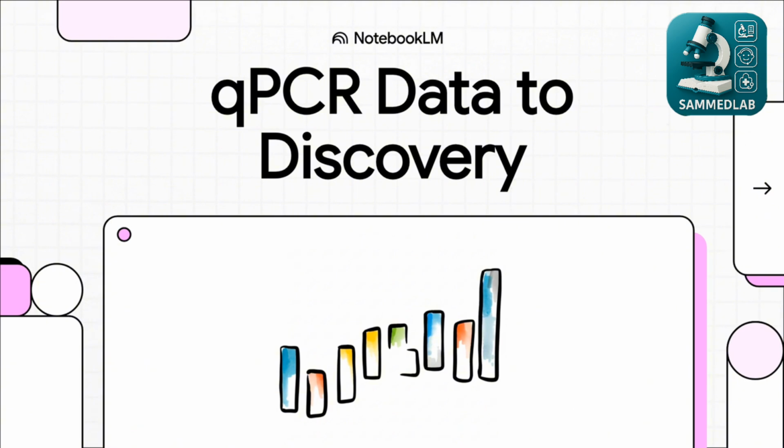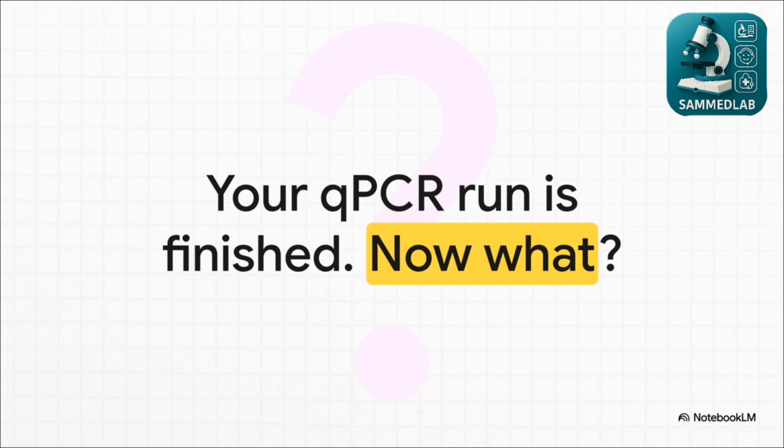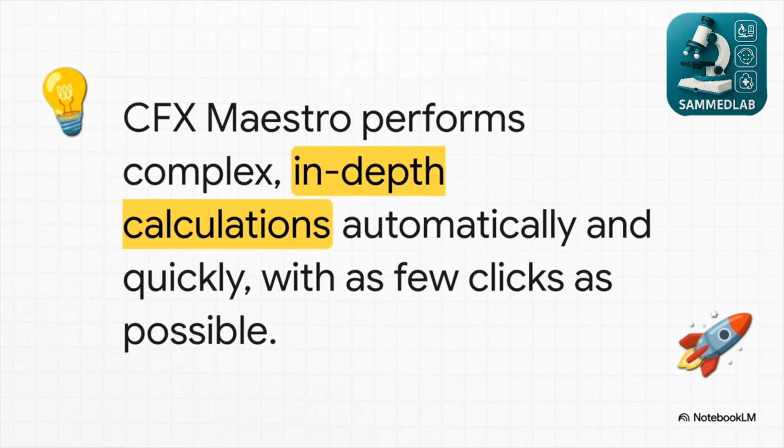Let's get to it. Okay, so picture this. You've spent hours at the bench, your qPCR run finally finishes, and you're staring at a screen just packed with data. It's that moment every single researcher has. Okay, now what? How do you possibly get from all those fluorescence curves to the answer you were looking for? Well, that's exactly where something like CFX Maestro comes in. It's built from the ground up to answer that what now question.